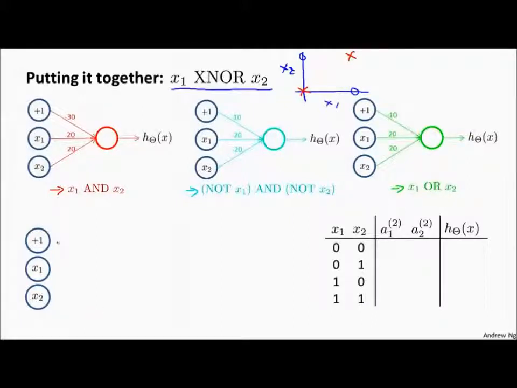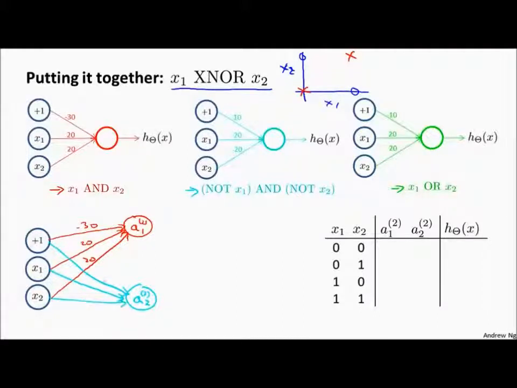Let's draw the network. I'm going to take my input plus 1, x1, x2, and create my first hidden unit here. I'm going to call this a2 1 because that's my first hidden unit. And I'm going to copy the weights over from the red network, the x1 and x2 network. And I have minus 30, 20, 20. Next, let me create a second hidden unit, which I'm going to call a2 2. That is the second hidden unit of layer 2. And I'm going to copy over the cyan network in the middle. So I have the weights 10, minus 20, minus 20.